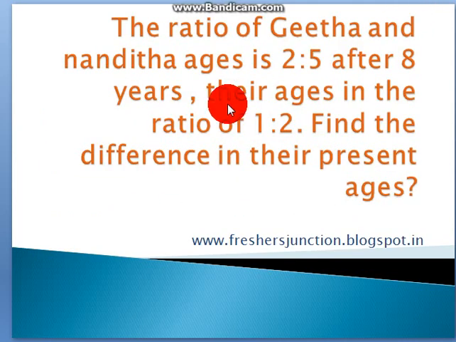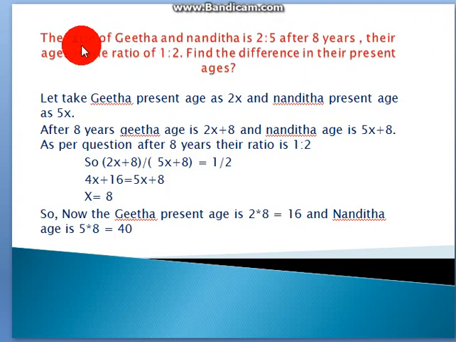Now the second example question is: the ratio of Geeta and Nandita's ages is 2:5. After 8 years, their ages will be in the ratio of 1:2. Find the difference in their present ages. Guys, you can read the question once again.